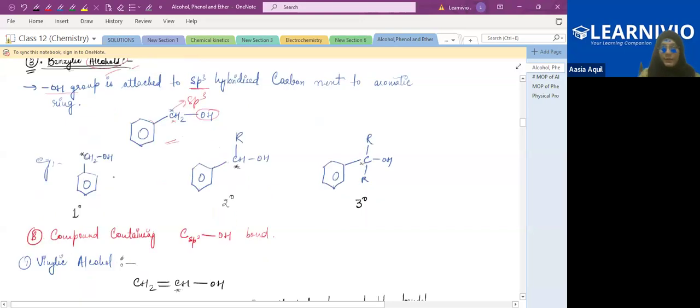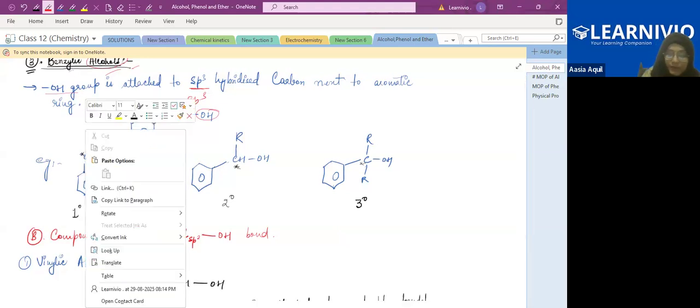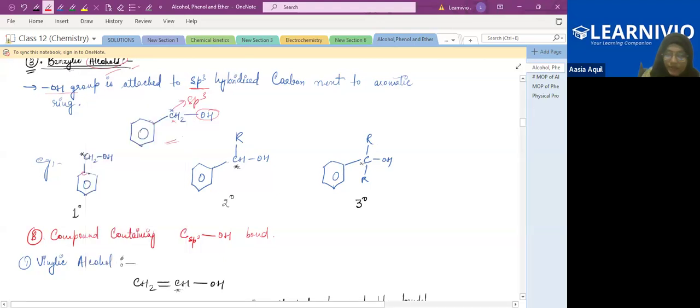Okay, write down the example of benzylic alcohol. So it's a benzene ring, to which a CH2OH group is attached. Which type of benzylic alcohol is it? It is a primary benzylic alcohol. Why is it primary? Because the OH group is attached to this carbon, and this carbon is attached to only one group, or one atom, which is this CH group, right? So this is a primary benzylic alcohol.